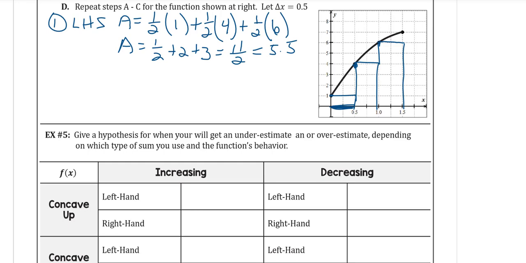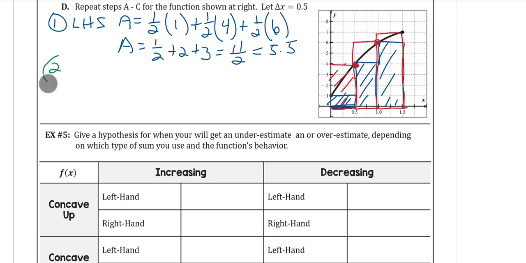Okay, and our right-hand rectangles. So now we have the same intervals, but we measure on the curve where the interval ends. So we go across, our interval ends here. So here's our first rectangle. Here is our second rectangle. And again, we're over where we end. And there's our third rectangle. So as you can see, our blue ones are underestimations and our red ones are overestimations.